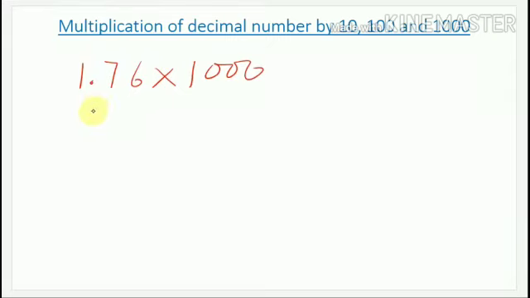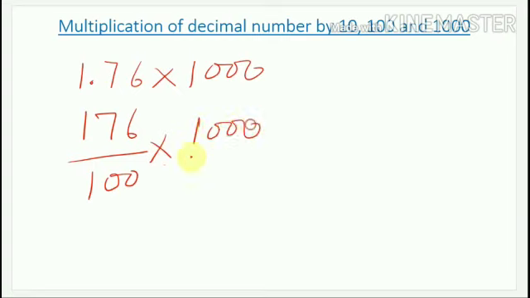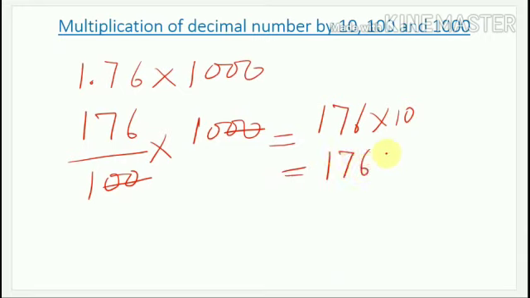Now 1.76 is multiplied by 1000. So again convert this into a fraction. 176 upon 100 into 1000. Now 20 and here also 20 get cut. It is equal to 176 into 10, and this becomes 1760. This is the answer.